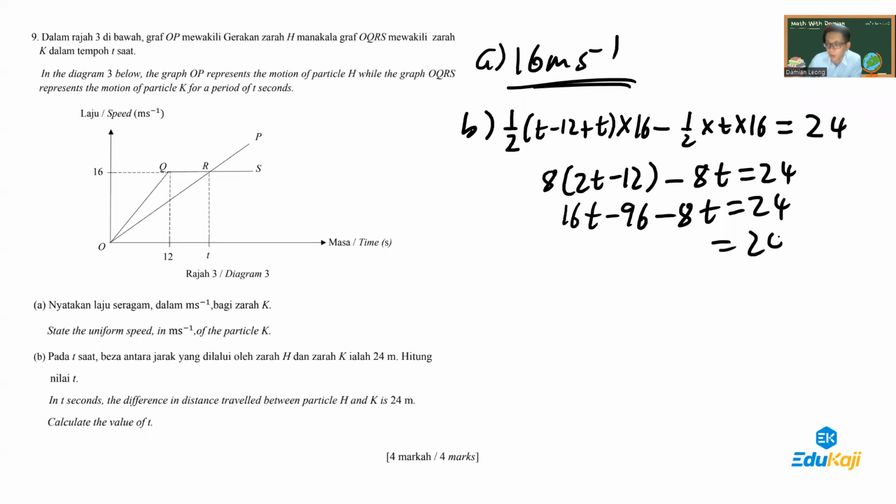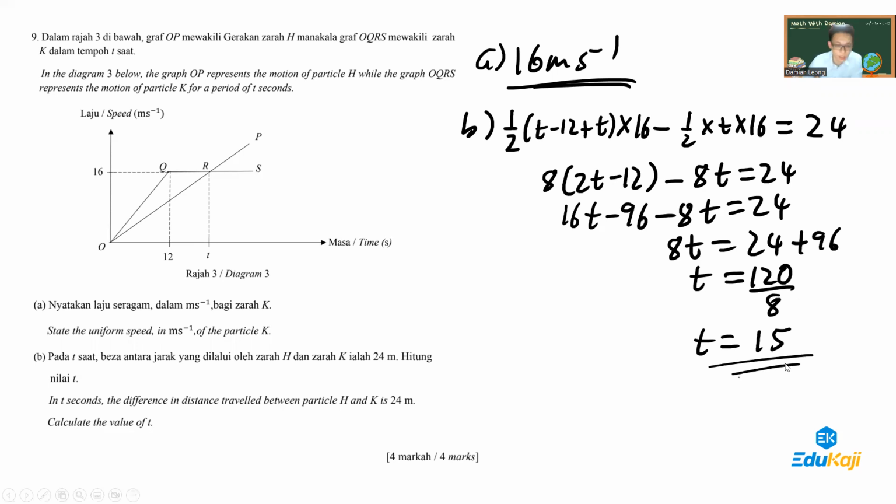Bring over the 96, minus opposite plus. 16t minus 8t is 8t. So it is 120. Bring over the 8 times 8 opposite divide 8. T is 50. Yeah, that's the value of t. So that's for question 9.